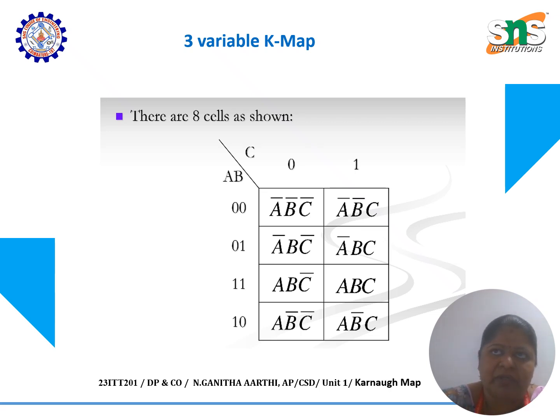Here we consider a 0 value as the complement, so A', B' and C'. When C is 1 we have A'B'C. In the second row we have A'BC', and in the second column of the second row we have A'BC. Similarly, in the third row first column we have ABC', since A and B are logical ones and C is 0, and in the second column ABC, since all the variable values are 1. And for 10 we have AB'C' and AB'C.